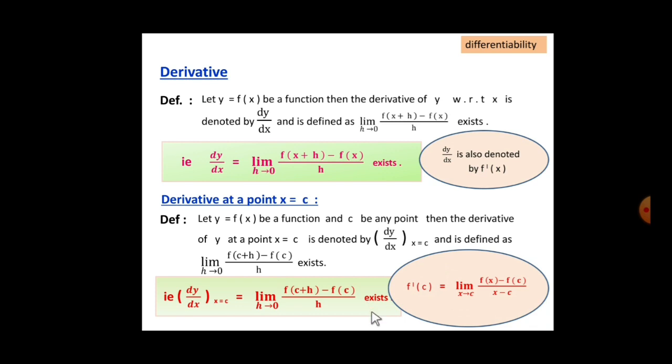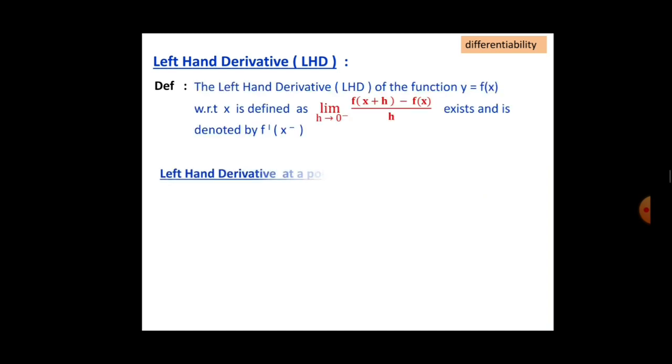So next is left hand derivative. As we have left hand limit and right hand limit of the function, in the same way we have left hand derivative and right hand derivative for the function. So first let me define left hand derivative. It is in short written as LHD. The left hand derivative of the function with respect to x is defined as limit as h tends to 0 minus of f of x plus h minus f of x divided by h, if it exists.